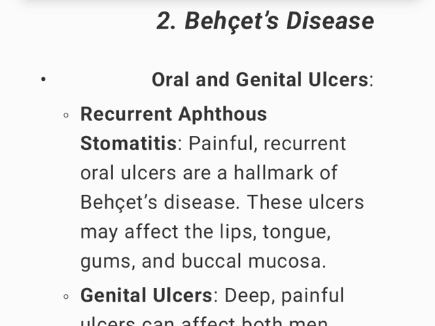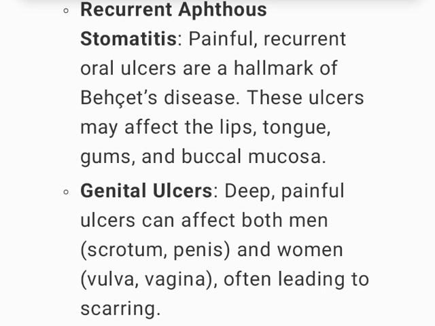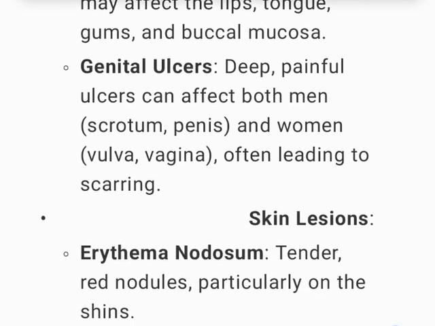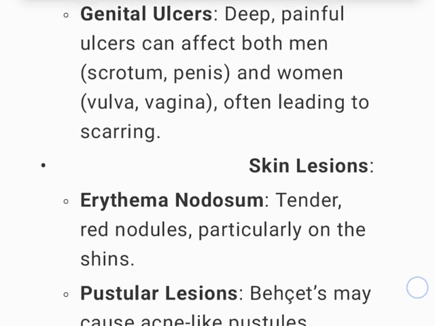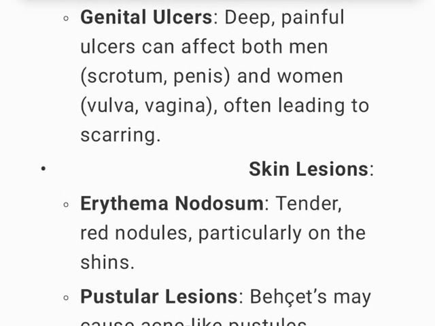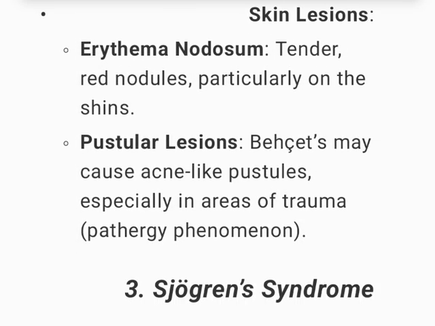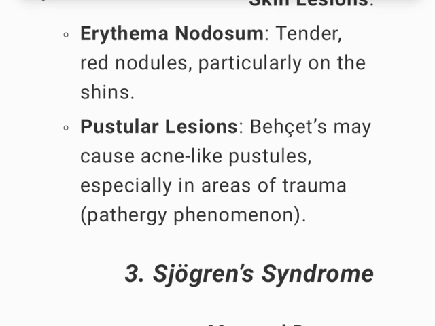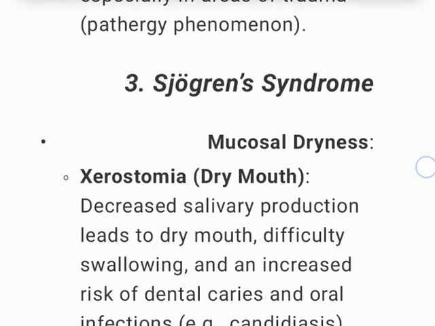Painful, recurrent oral ulcers are a hallmark of Behçet's disease. These ulcers may affect the lips, tongue, gums, and buccal mucosa. Genital ulcers, deep, painful ulcers can affect both men, scrotum, penis, and women, vulva, vagina, often leading to scarring. Skin lesions, erythema nodosum, tender, red nodules, particularly on the shins. Pustular lesions. Behçet's may cause acne-like pustules, especially in areas of trauma, pathergy phenomenon.